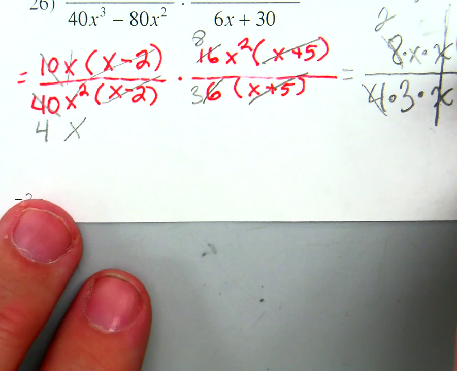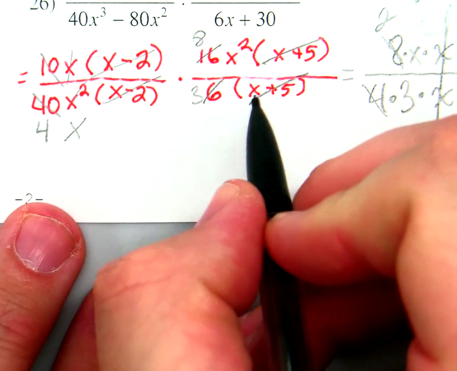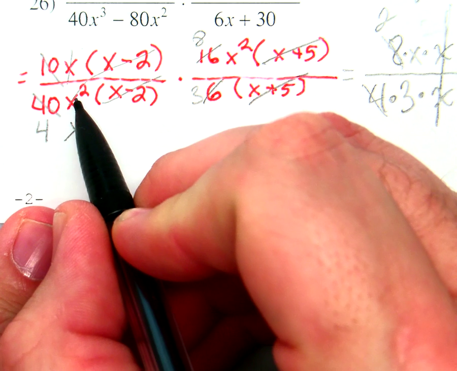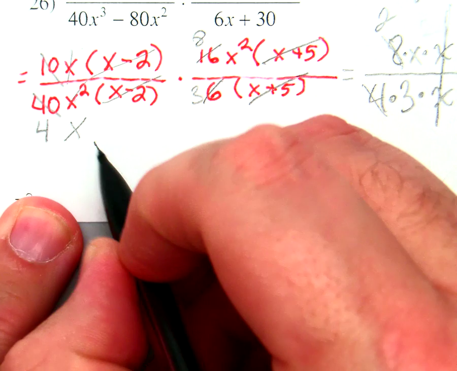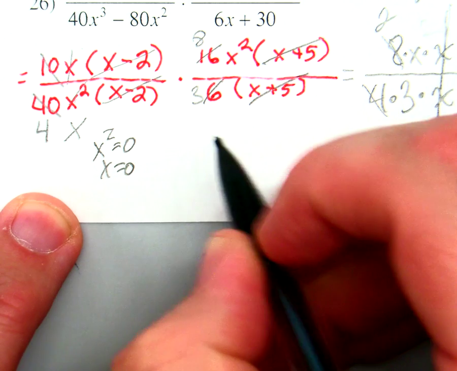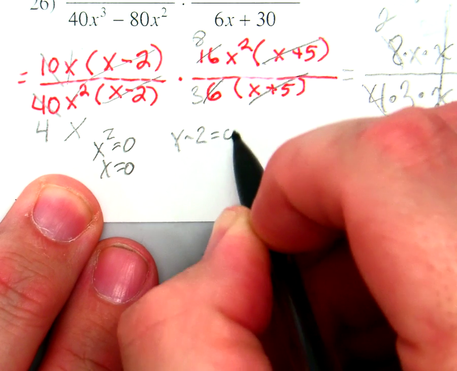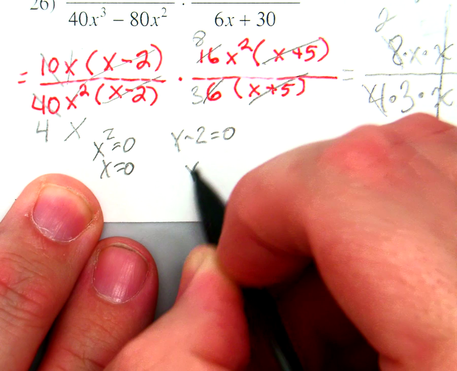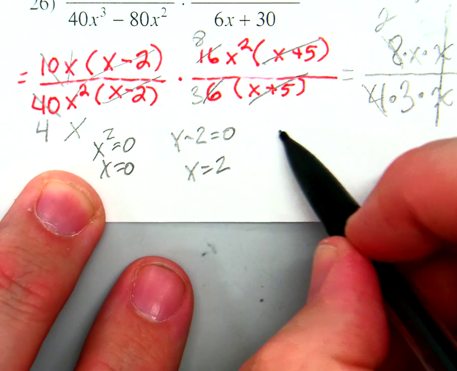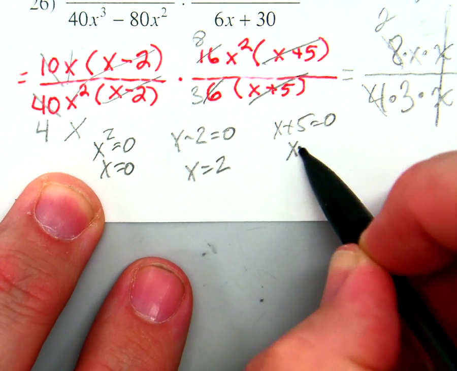Well, also it said find the exclusion points, or the points where it's excluded, where the denominators are equal to 0. If that's 0, what you would say is x squared is equal to 0, so x equals 0. Then you'd say x minus 2 is equal to 0. Add a 2 to both sides, so x is equal to 2. And then you get x plus 5 is equal to 0. Subtract your 5, x is equal to negative 5.